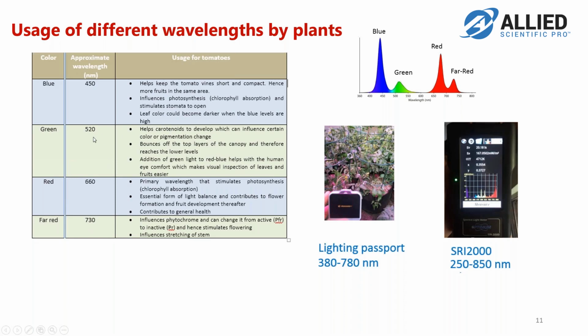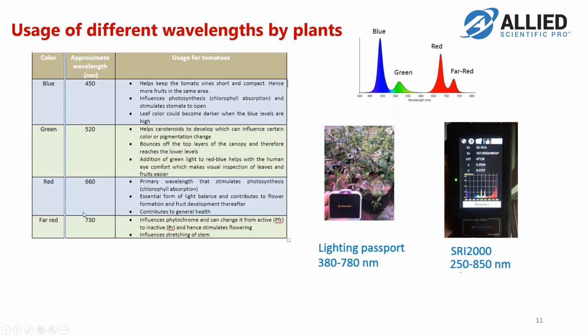And the green wavelengths also participate in photosynthesis, but not as much as red and blue. The other good point about green is it bounces off the top layers of canopy and therefore reaches the lower levels. It also is useful to have a bit of green light for visual comfort, because it's very difficult to work under the pinkish light produced by the combination of blue and red, and you can't identify damage in the plants and take a picture and work there. So addition of a little bit of green will help.